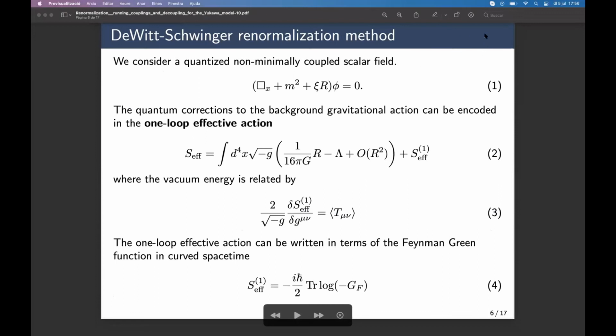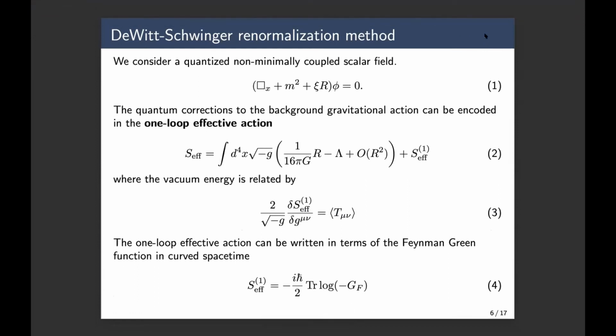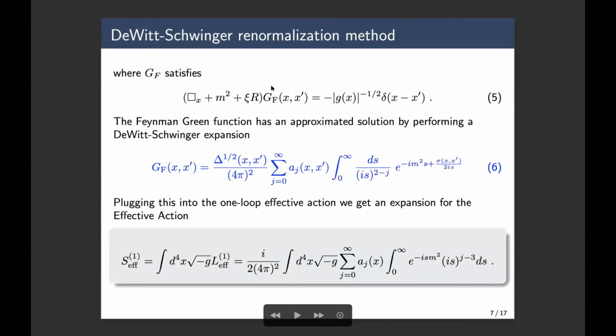So let me explain a little bit how it works again. For example, we consider the one loop effective action. We consider the Hilbert-Einstein action, and we study quantum corrections coming from the scalar field, non-minimally coupled to the scalar curvature. So we can compute the one loop effective action in equation 4, which is given by the Feynman-Green function, which obeys equation 5. This equation has no analytic solution, but as Antonio already showed, it can be expanded in an adiabatic series, which allows us to control the divergences of the one loop correction.